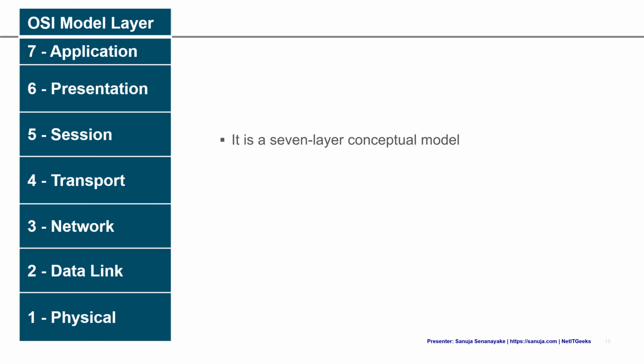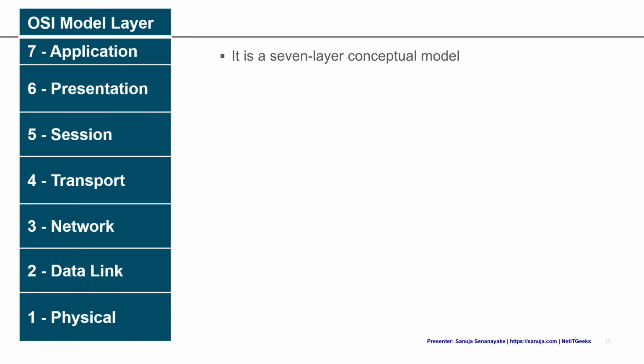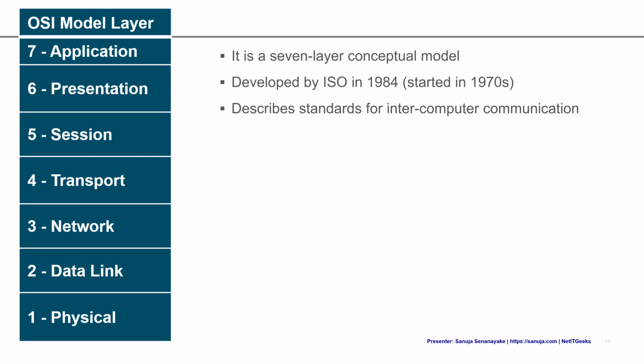So here's the OSI model. It is a 7-layer conceptual model, as I mentioned before, developed by the International Organization for Standardization, ISO, in 1984. But the actual development of this particular model started in the 1970s, and it got finalized in 1984. It describes standards for inter-computer communication, and helps you to break down network functions, especially for troubleshooting, as well as for developing the network infrastructure and equipment.